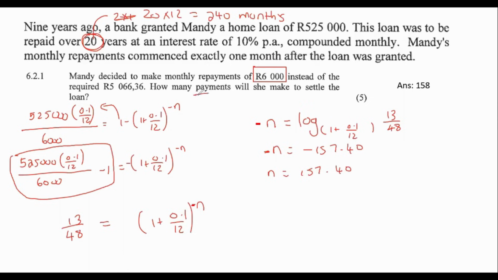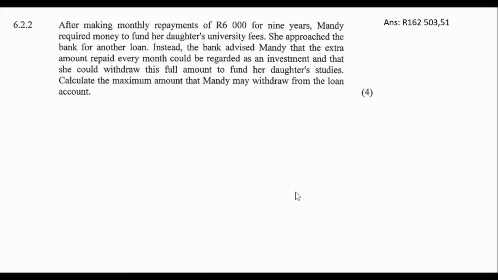But they said how many payments? So you can't make 157.4 payments. You're going to pay the bank 158 times. And the last payment will just be a little bit less. But you are going to physically pay the bank 158 times. Okay? After making monthly payments of 6,000 Rand.